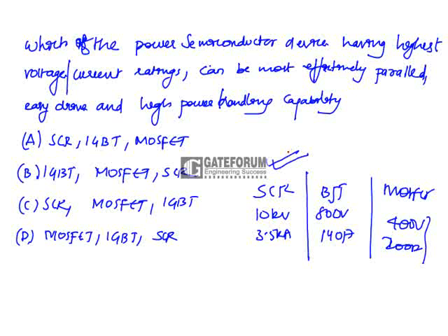Now, which of the following devices is going to be most effectively paralleled? For the SCR, we have a negative temperature coefficient. Similarly, for the BJT, we have a negative temperature coefficient. So the MOSFET has a positive temperature coefficient. What does that mean? Positive temperature coefficient means that as current increases, resistance is going to be more. That is what positive temperature coefficient is. So MOSFETs have a positive temperature coefficient, so they can be effectively paralleled out of these.